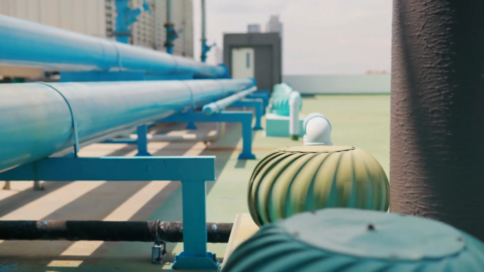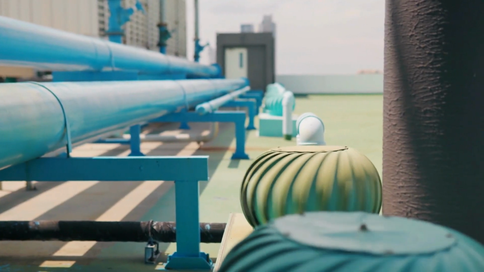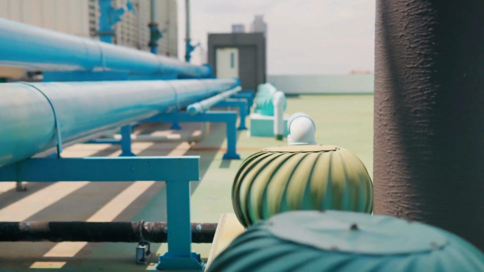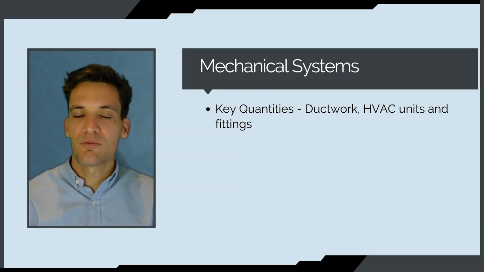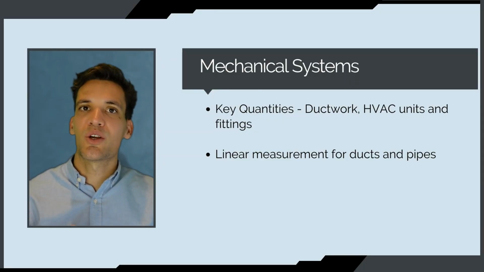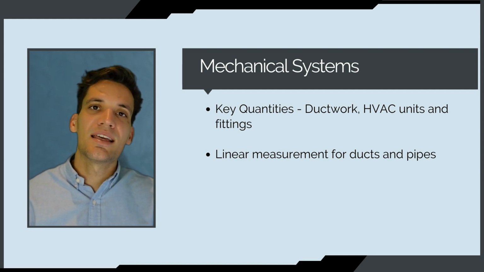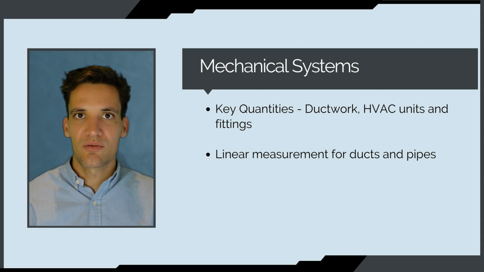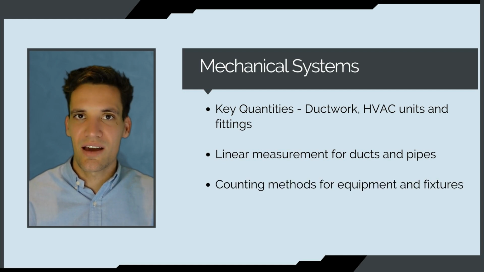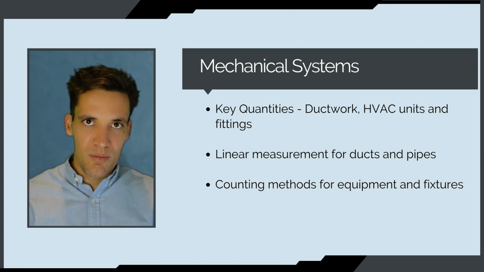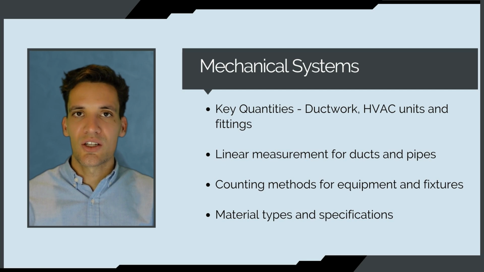For mechanical systems, our key quantities will be our ductwork, our HVAC units, and any room fittings. And so for any ductwork and pipes, we'll use linear measurement. So we'll simply measure how long they are, all the different types of ductwork and sizes. And then for the fixtures and HVAC units, we'll do a count measurement. So we'll simply count up how many of each of the different types there are.